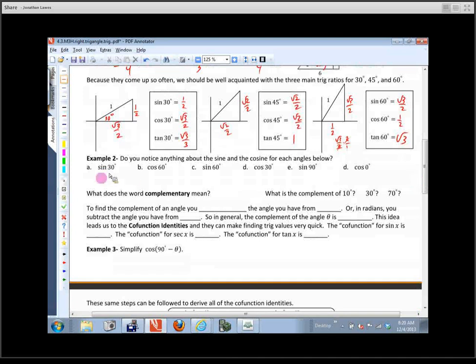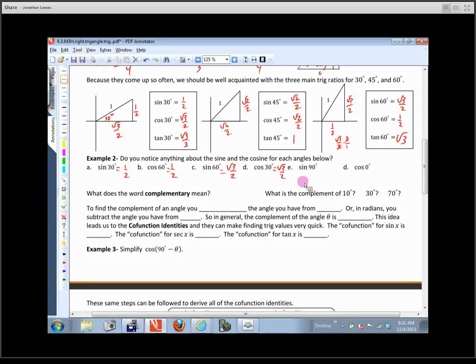So I want you to take a look at each one of these. Let's think about the sine of 30. We've got the answer right here. It's 1/2. And the cosine of 60 is 1/2. Sine of 60 is radical 3/2. And the cosine of 30 is radical 3/2.